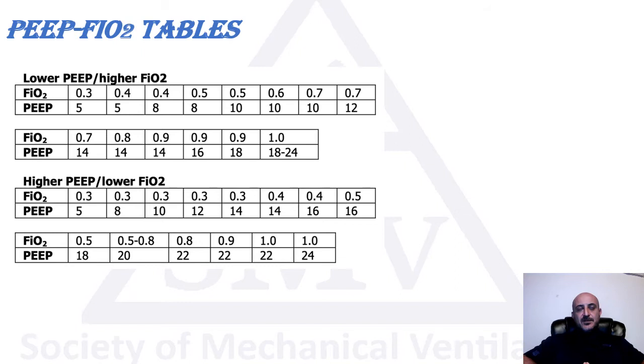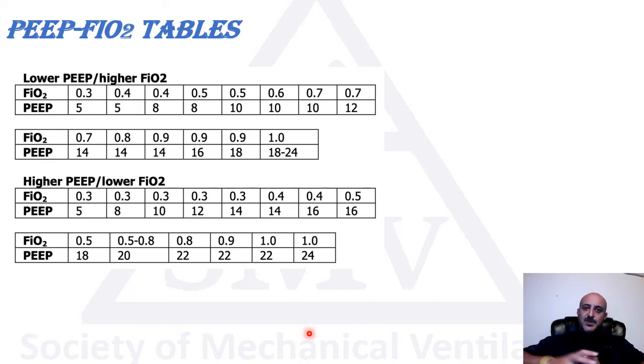So the first method is, again, everybody knows, the PEEP-FiO2 table of the ARDS network. It's very easy to do, doesn't need any special equipment or special skills, and depends on the FiO2. So if you look at the lower PEEP FiO2 table, it goes from 30, 40, 50, and depending on what level of FiO2 you apply, you set the PEEP. And they have a higher PEEP table, as you can see, that can go up to 24.